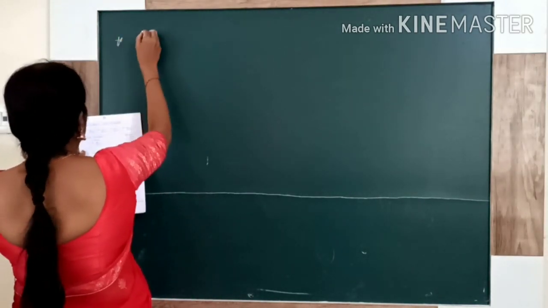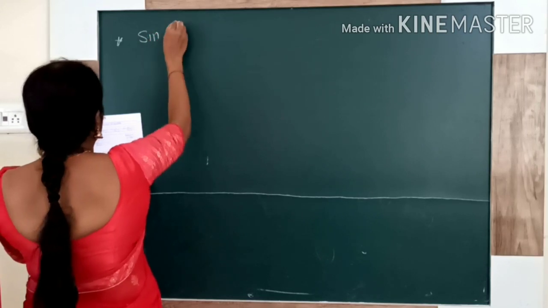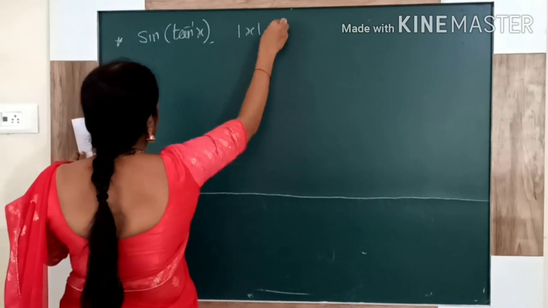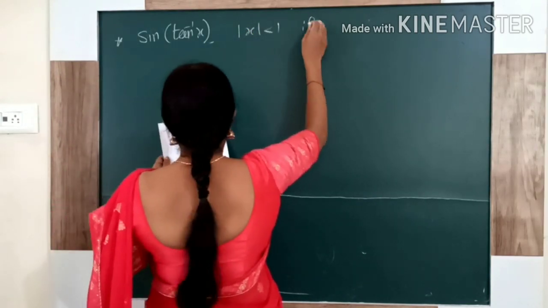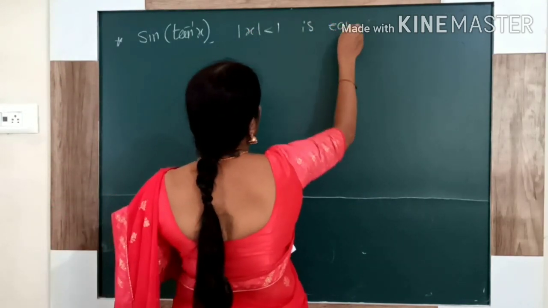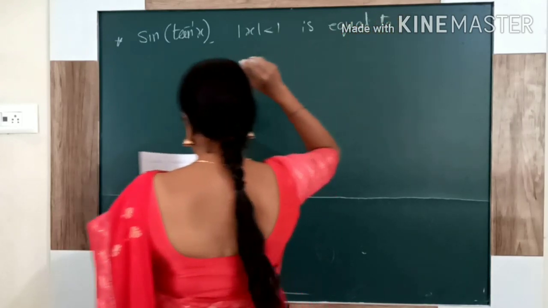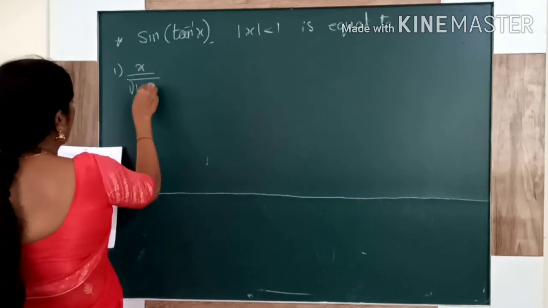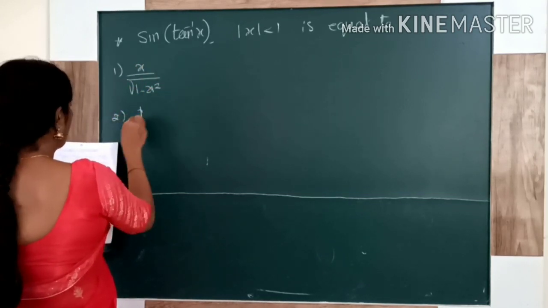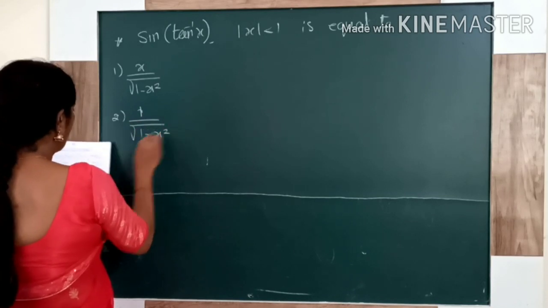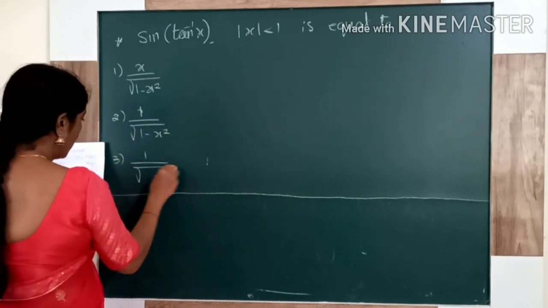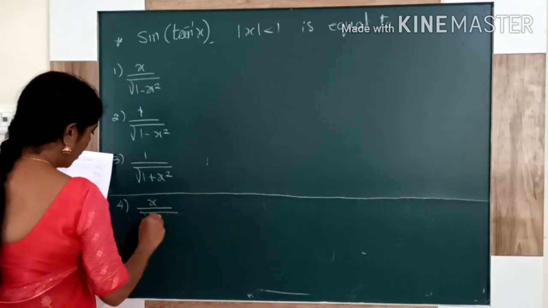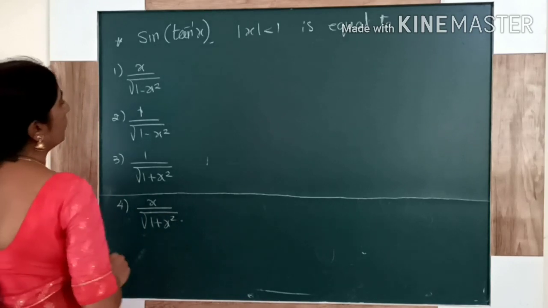Next one, sin of tan inverse x is equal to: x upon root of 1 minus x square, 1 upon root of 1 minus x square, 1 upon root of 1 plus x square, and x upon root of 1 plus x square.